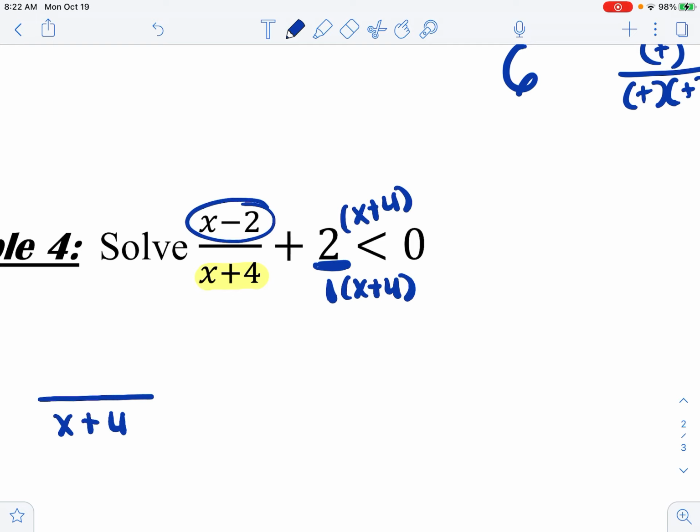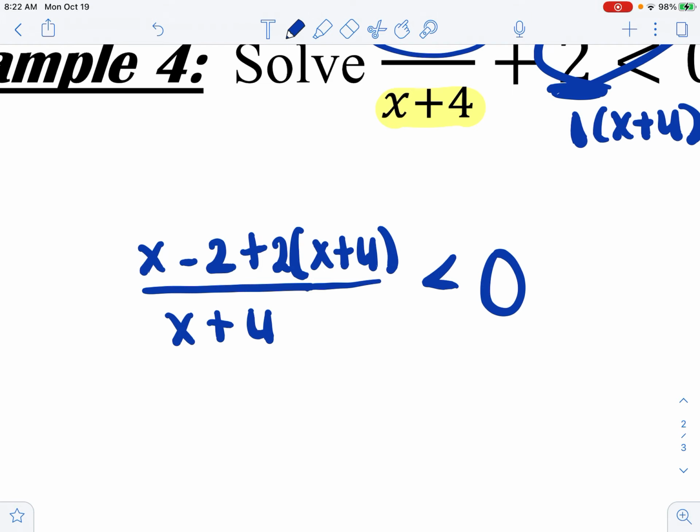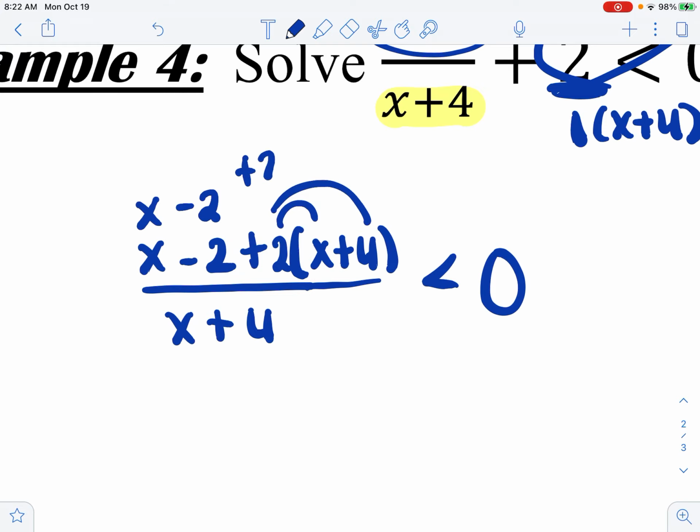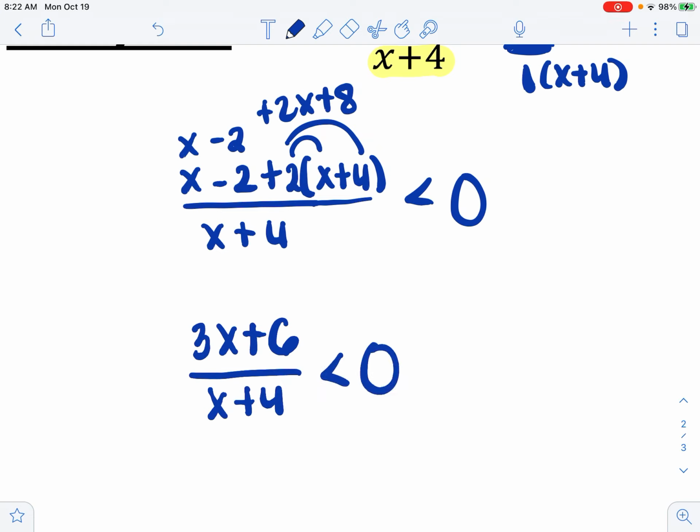So now my denominator is x plus 4. And now I'm going to say what's in my numerator. I have this x minus 2, and then I have plus 2 times x plus 4, and then less than 0. Okay, so now I need to clean this up. So now I have x minus 2, and then I can distribute my 2 here, so plus 2x plus 8. And then I just have to combine like terms. So that's 3x plus 6 over x plus 4 is less than 0.